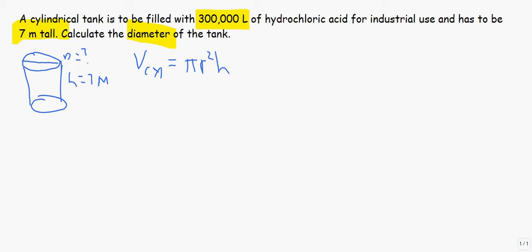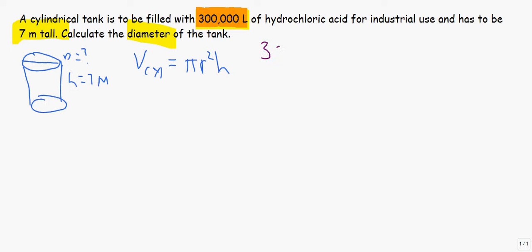I can't just plug in the 300,000 with respect to the volume, because this is in liters. I have r squared, and that's going to be in units of meters or centimeters or any other dimensional analysis. So I need to take this 300,000 liters and get it into a dimensional measure of volume, something like cubic centimeters or cubic meters. Since the height is 7 meters, I'm probably going to have to put it in meters. So I need to convert the 300,000 liters before I do anything else whatsoever.